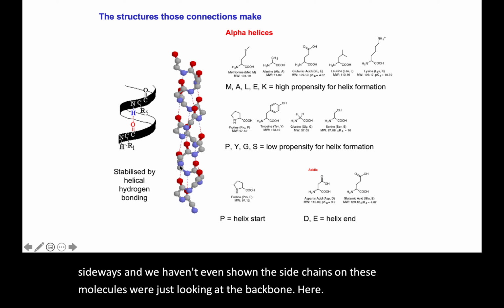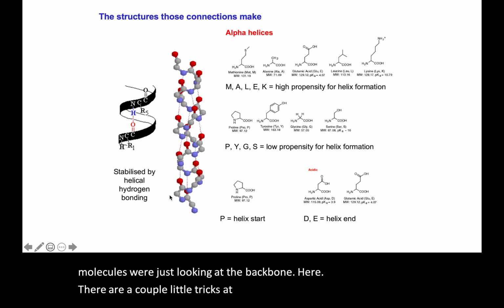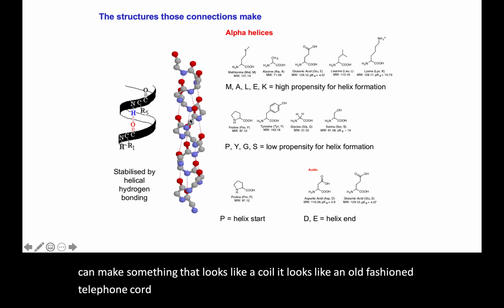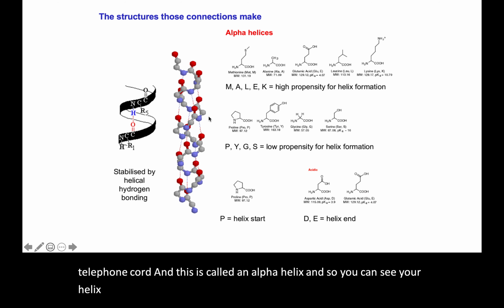There are a couple little tricks that the backbone can do. One of these is it can make something that looks like a coil. It looks like an old-fashioned telephone cord, and this is called an alpha helix. And so you can see your helix here. We're twisting around and around and around, only we're doing it in 3 dimensions.